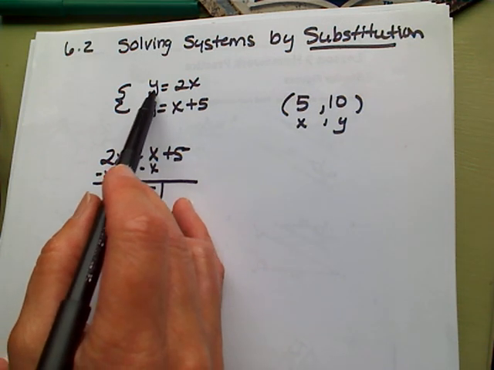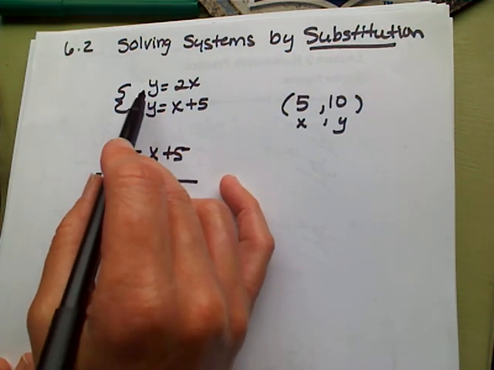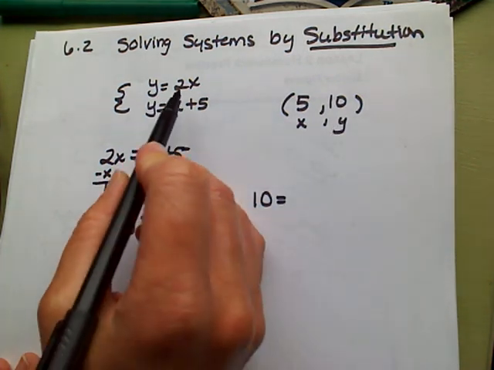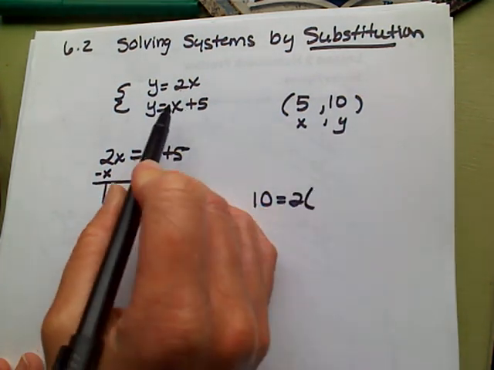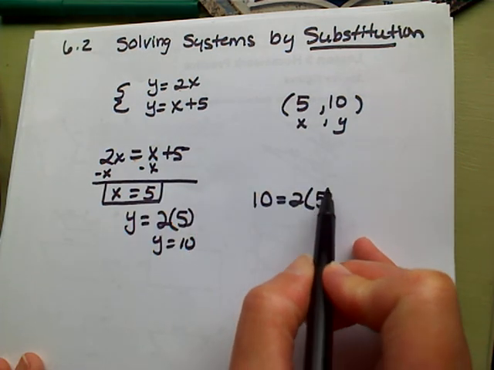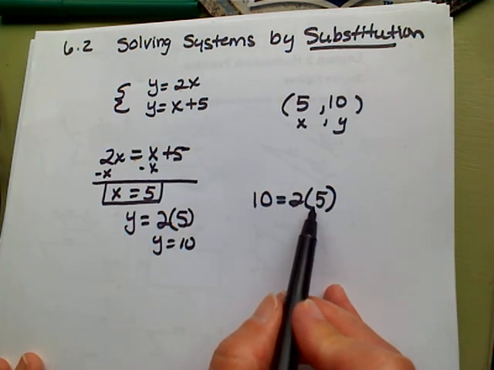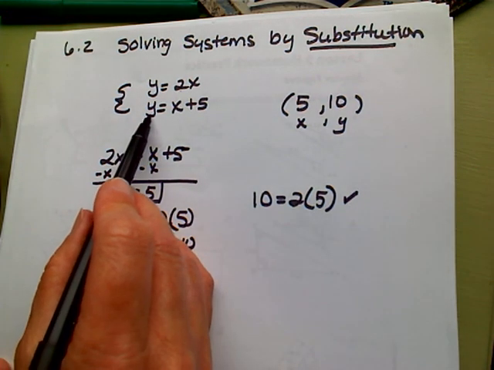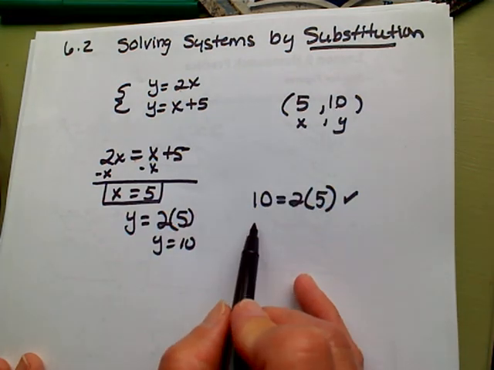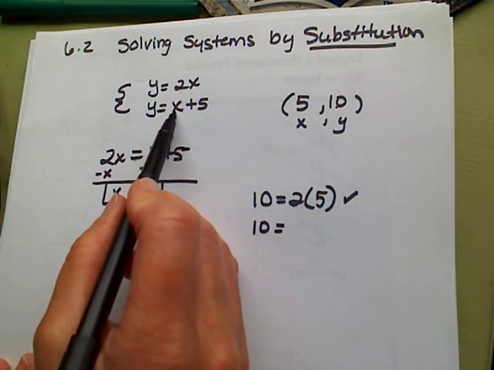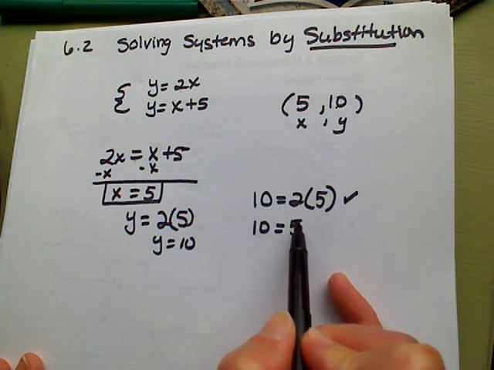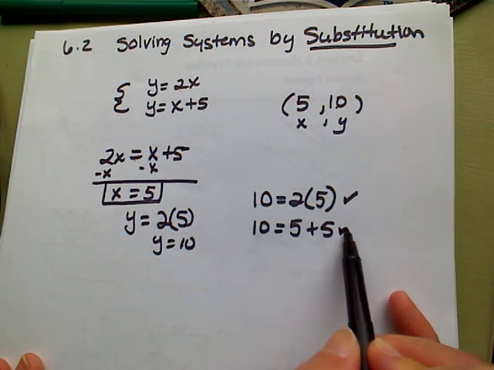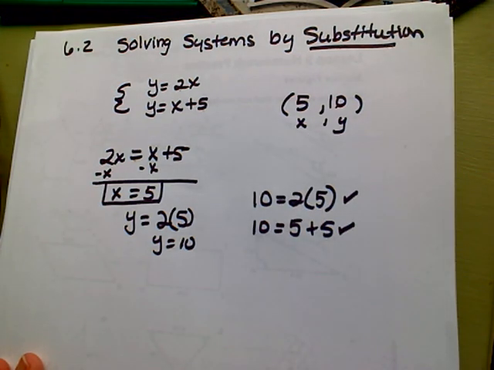So if I want to check this one, I can say that 10, because that's what I'm saying is the value of y, equals 2 times x, which is 5. And we know that 10 is 2 times 5, so that first equation does check. The second equation is y, and instead of y I'm going to say 10, equals x, which is 5, plus 5. And I know that 5 plus 5 is 10. So therefore I know that I did my work correctly.